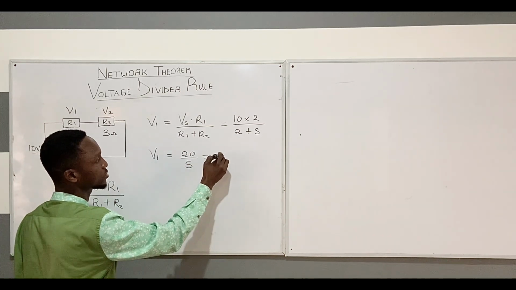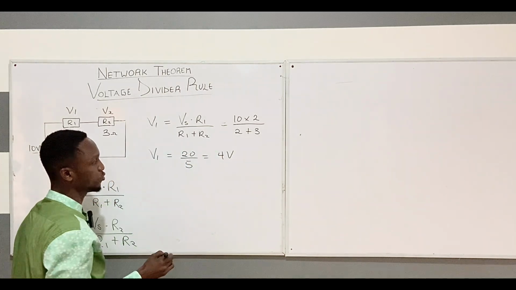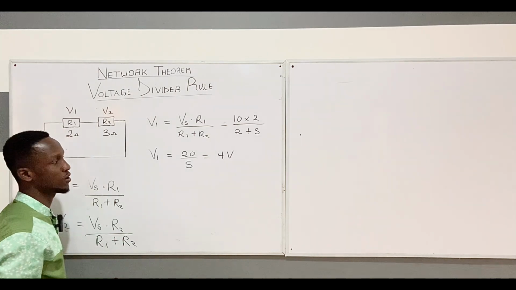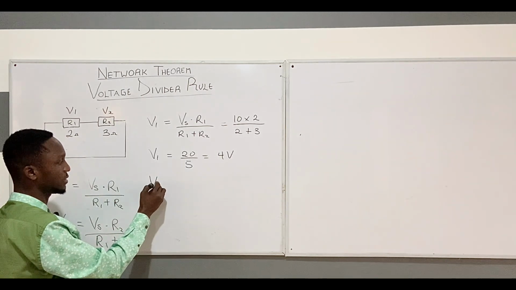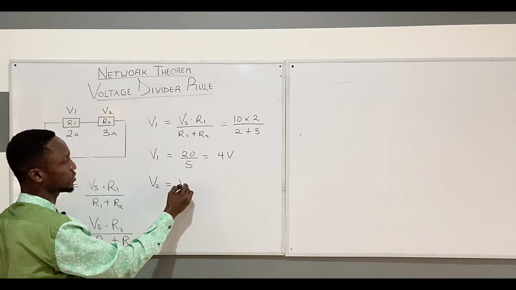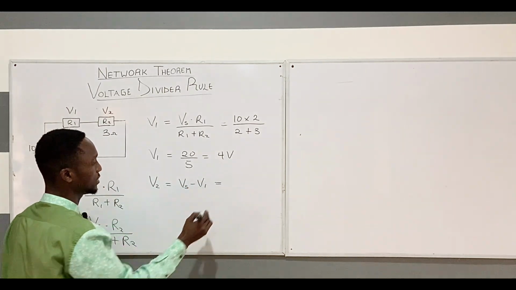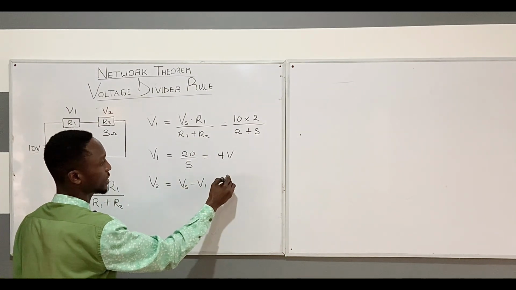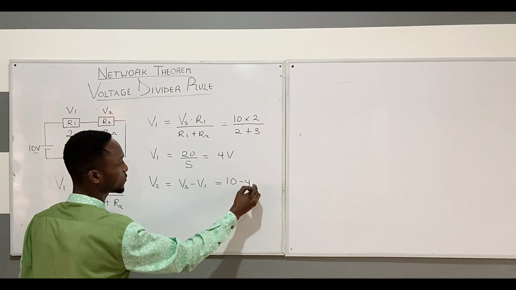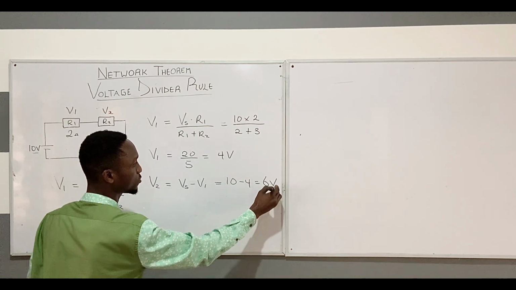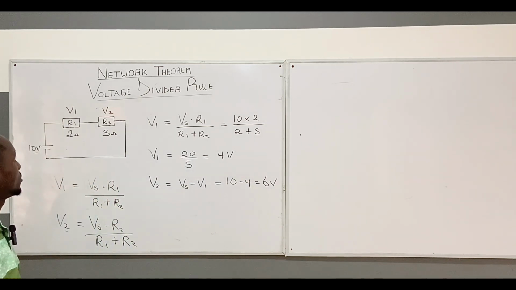When you solve this, V1 gives us 20 divided by 5, which gives us 4 volts. In the same way, if we want V2, we can say that V2 is equal to Vs minus V1, which is 10 minus 4, which is equal to 6 volts. Now, do you get it?